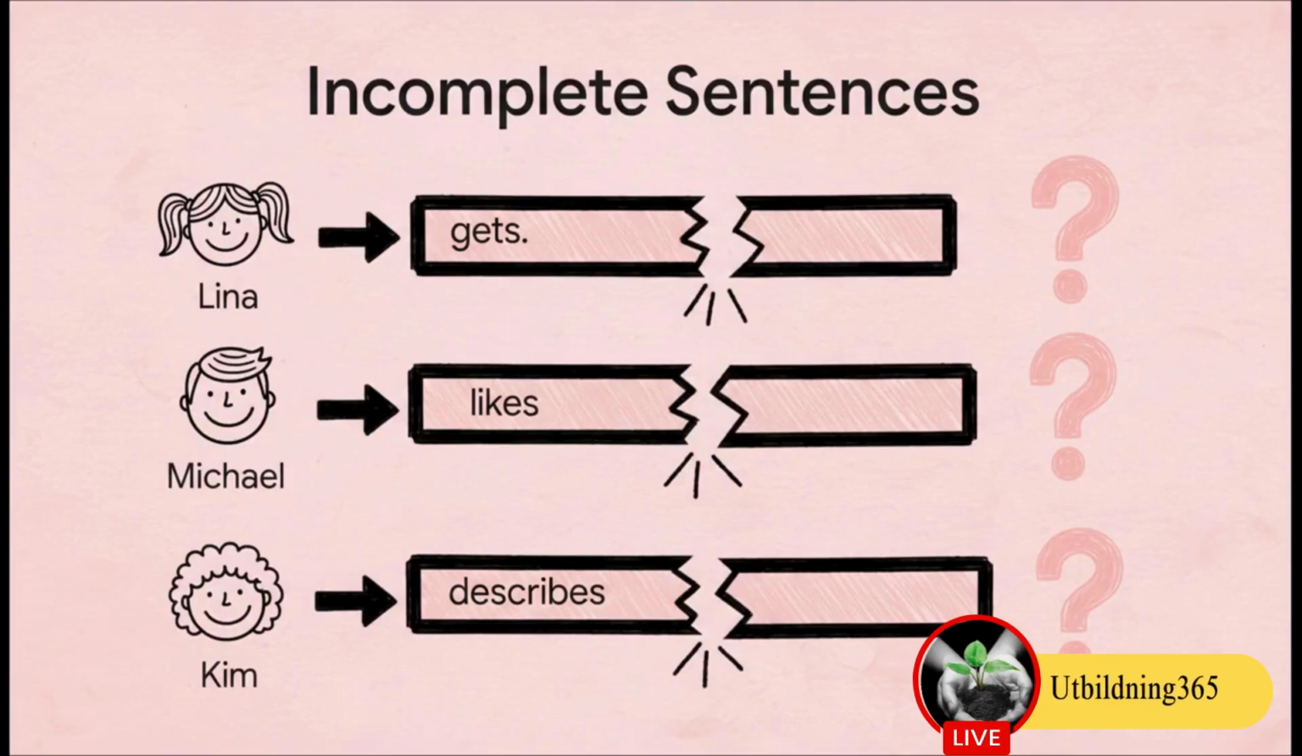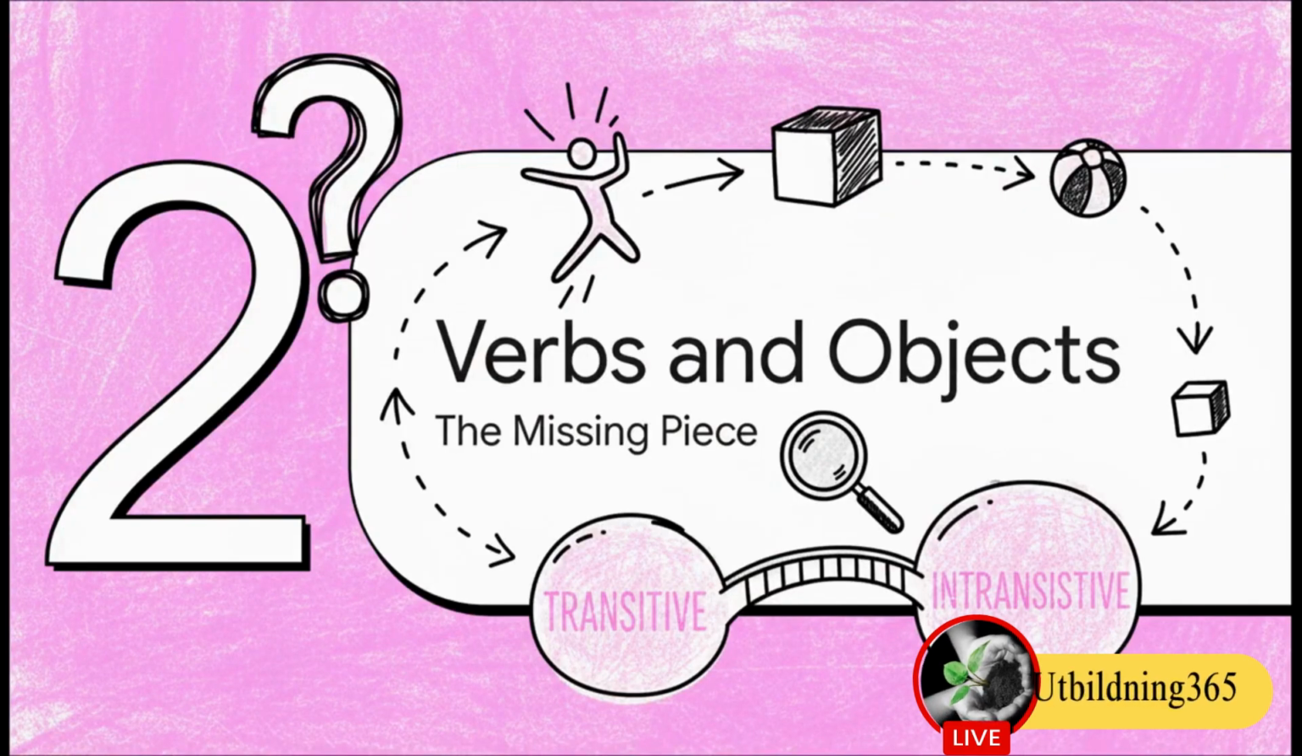And hey, it's not just that one sentence. Look at these. Lena gets, Michael likes, Kim describes. They all do the same thing. They start an action, but they never tell us what or who is on the receiving end. They just leave us hanging. It's so unsatisfying. Okay, so what is this missing piece that we're all sensing? Well, this leads us to our first big clue in solving this whole thing. We need to talk about something called verbs and their objects.